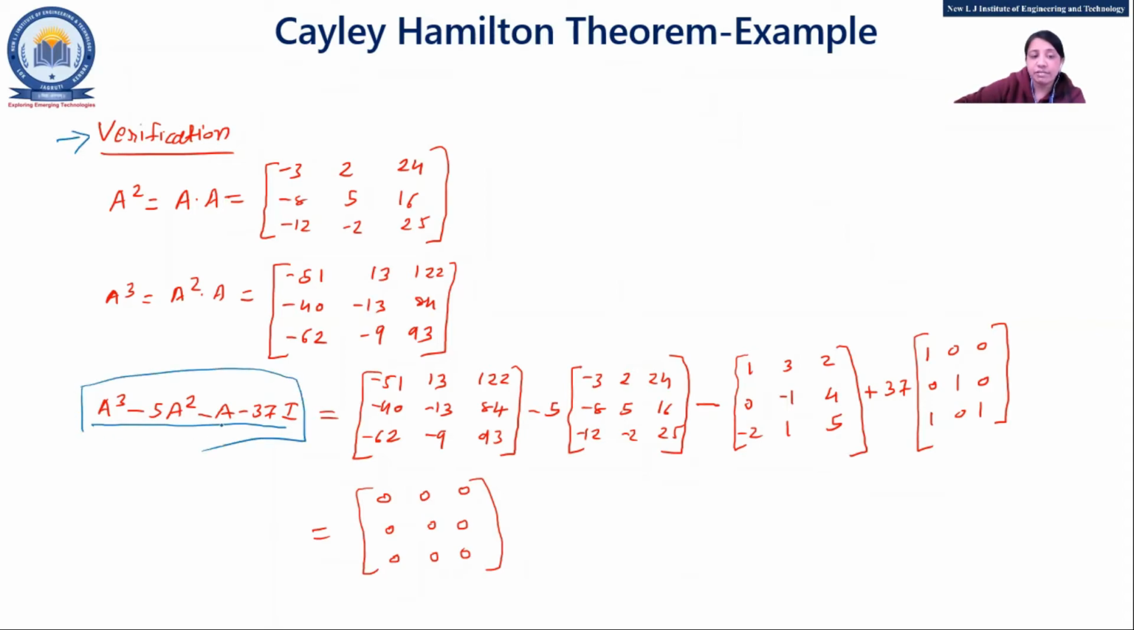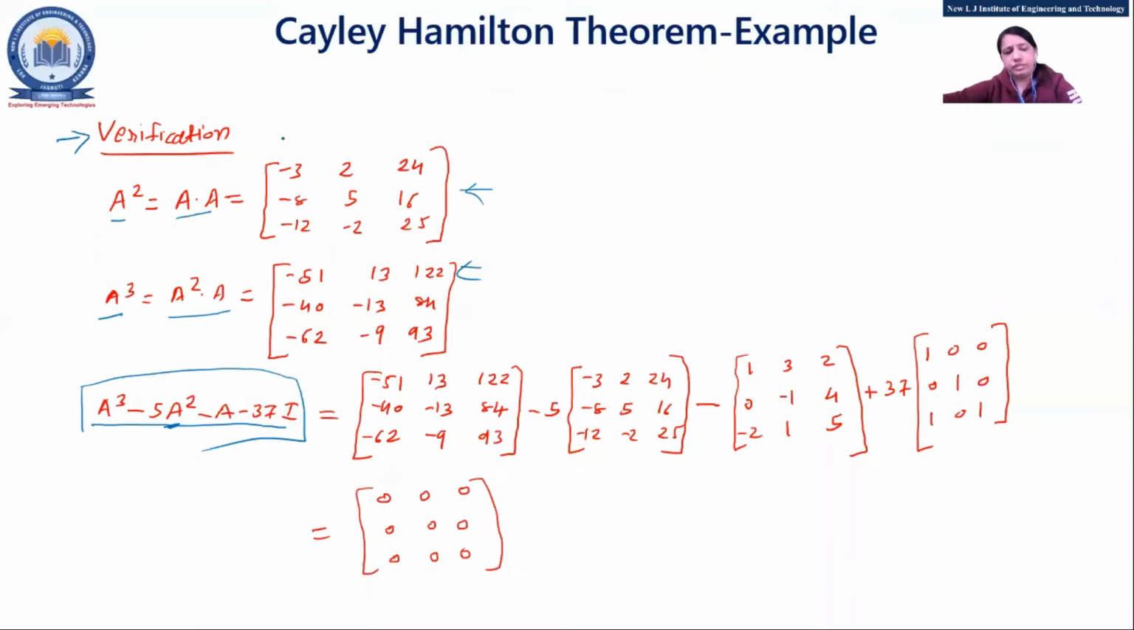To solve this statement, I require A cube and A square, right? So first I'll find A square. A square means A into A. A cube means whatever A square you have found, into A. So this matrix you will get. Now, you have to write down all the matrices in this equation. A cube. So A cube is what?